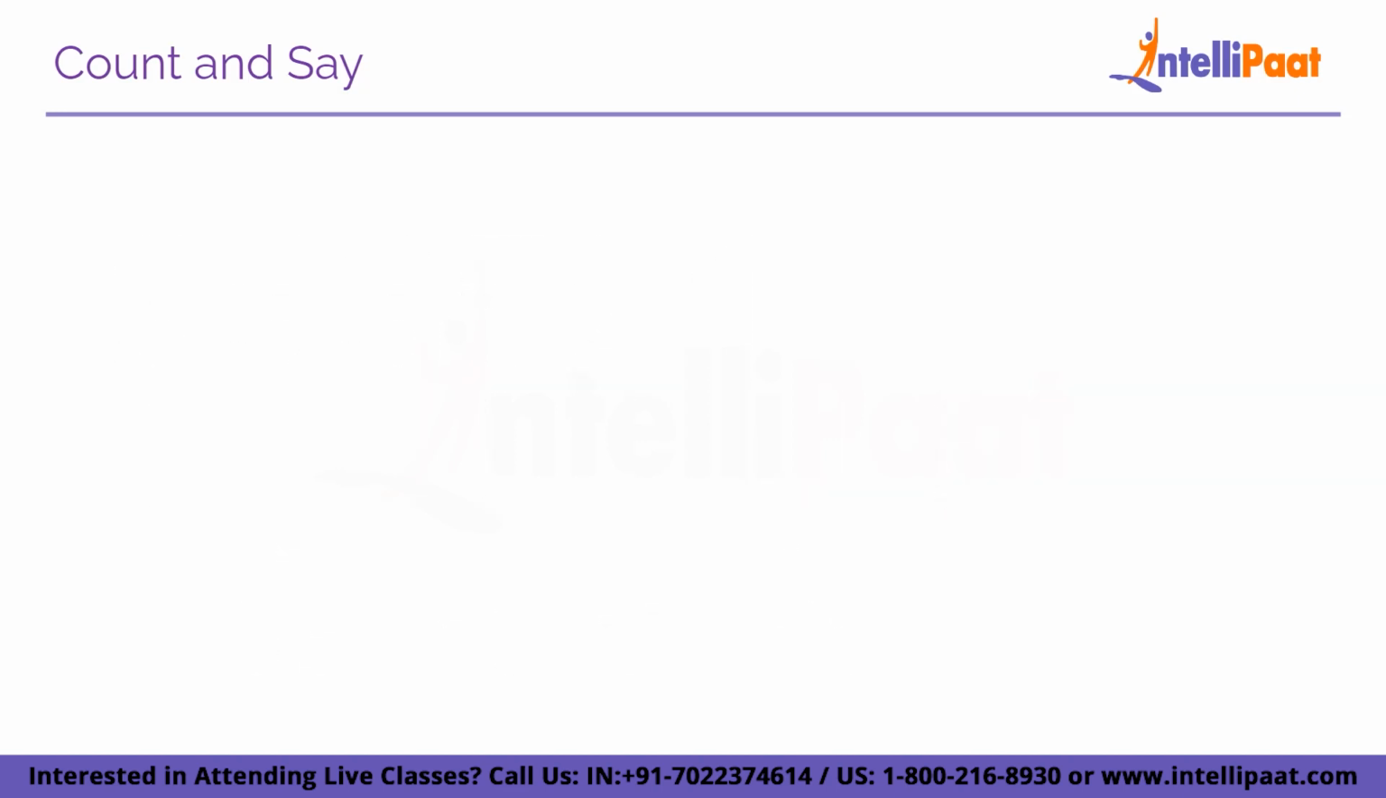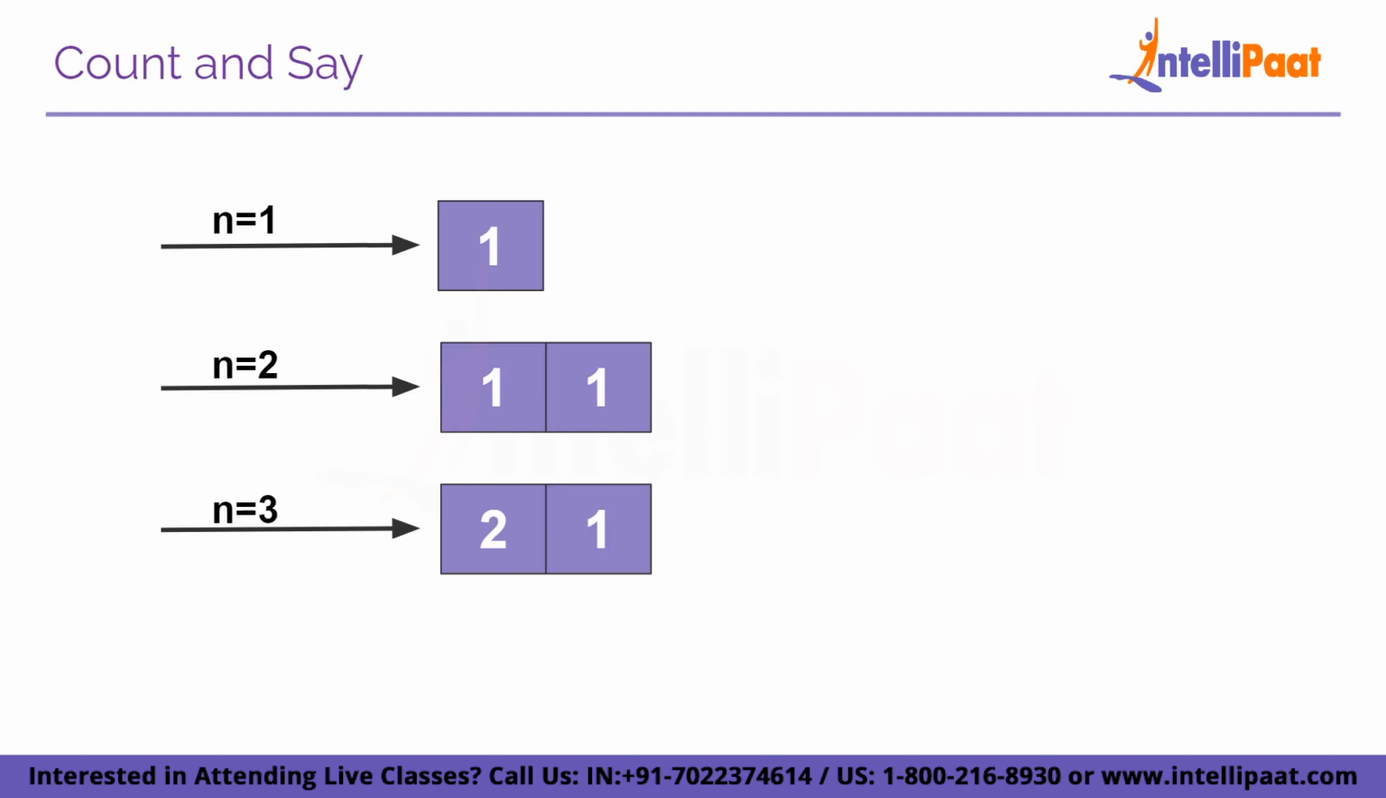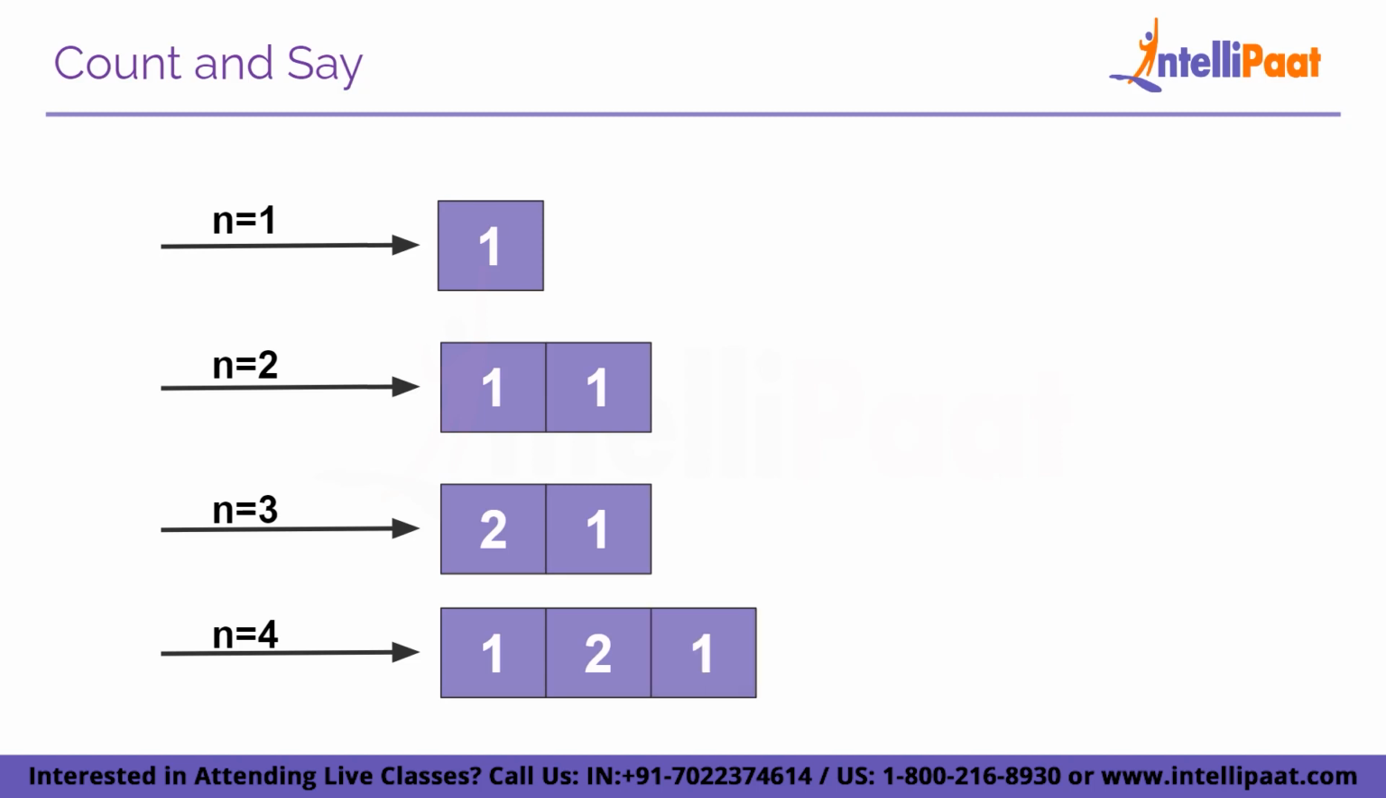Now moving forward, for n is equal to 1, we will simply print 1, as this is the base case according to the question. For n is equal to 2, we will look at the previous and take the total count of the number, and it is 1, so we will write 1, then we will write the number itself. Now for n is equal to 3, the total count of 1 is 2, so we will return 2 and the number itself, that is 1. Now for n is equal to 4, the total count of 2 is 1, so we will write 1 and the number itself, that is 2. Then we will count the number 1 and it is 1, so we will write 1 and we will write the number itself, that is 1.